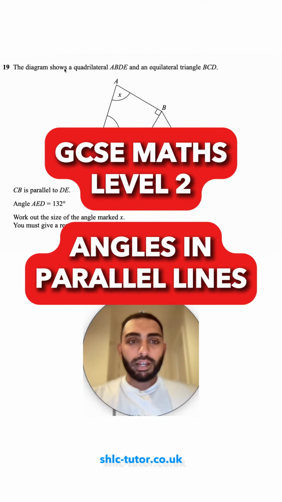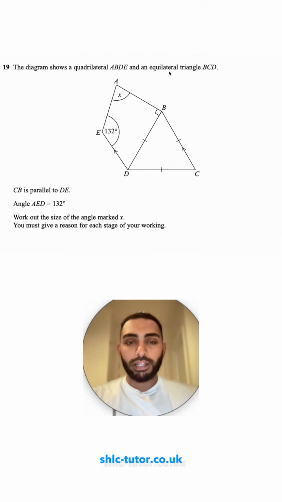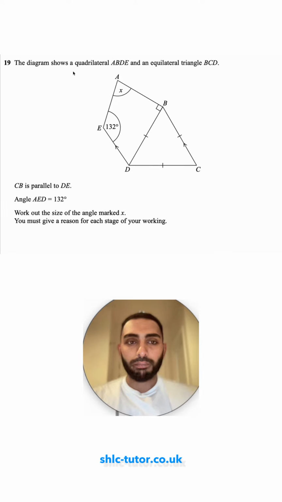Question 19. The diagram shows a quadrilateral ABDE and an equilateral triangle BCD. So this is telling us two things. Angles in a quadrilateral will add up to 360 degrees and angles in a triangle add up to 180. Because it's an equilateral triangle, all of the angles are going to be equal. So if I divide 180 by 3, that's telling me all of these will be 60.